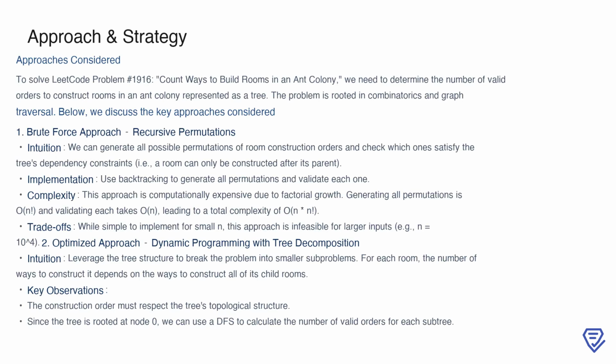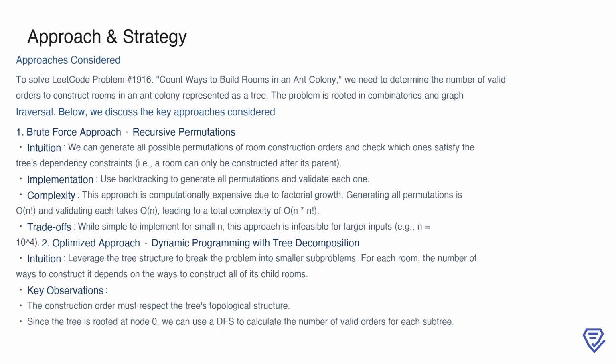To solve the problem of counting valid orders to build rooms in an ant colony, we need to consider the unique structure of the problem. The ant colony is represented as a tree, where each room can only be constructed after its parent. This makes the problem inherently tied to graph traversal and combinatorics.